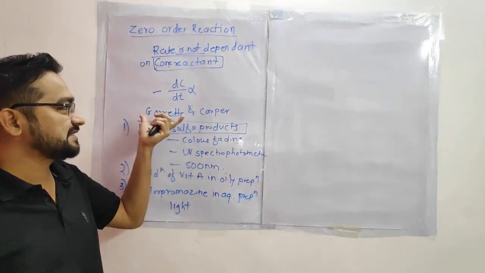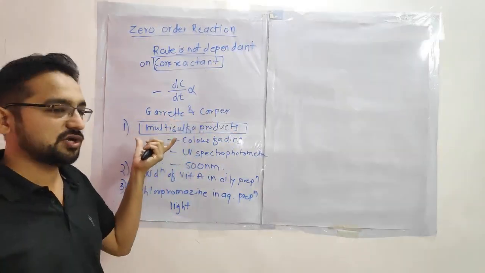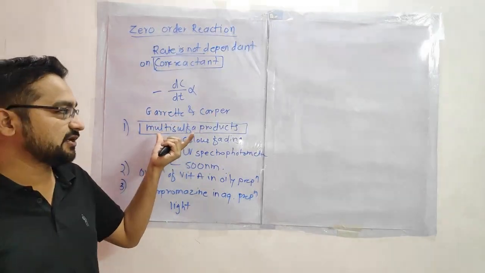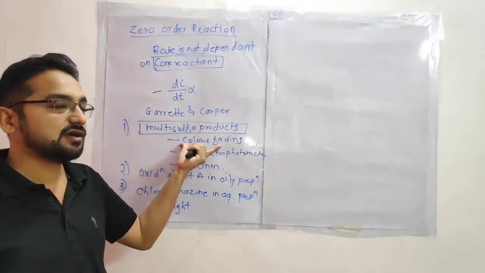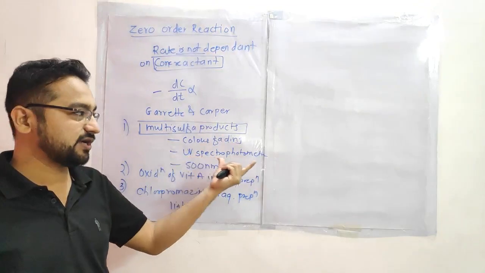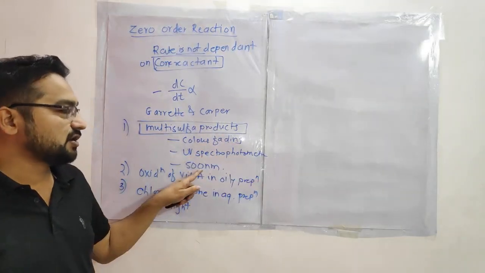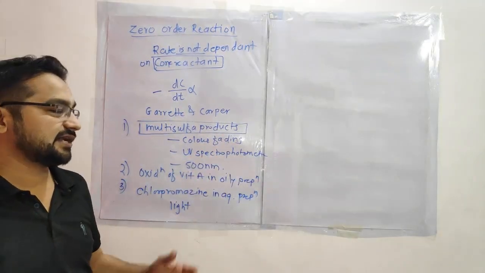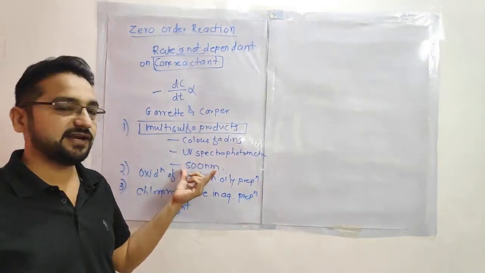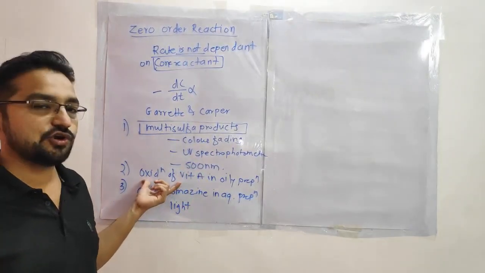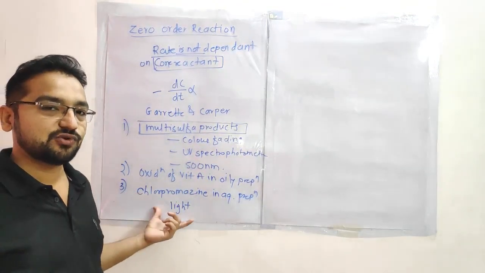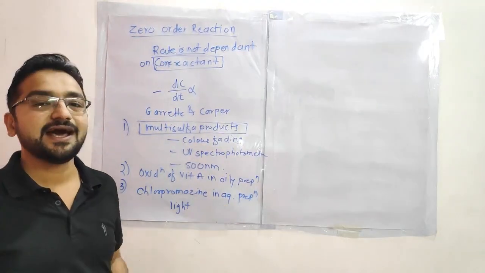Multi-sulfur drug products: this is where Garrett and Carper worked to understand zero order kinetics. They studied the color fading of this product, observed under the UV spectrophotometer, which is an analytical instrument. They measured the decrease in intensity, or color fading, at 500 nanometers. The second example is the oxidation of vitamin A in oily preparation, and the third example is photochemical degradation of chlorpromazine in aqueous preparation.